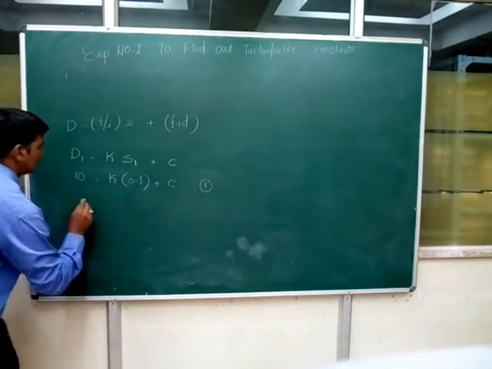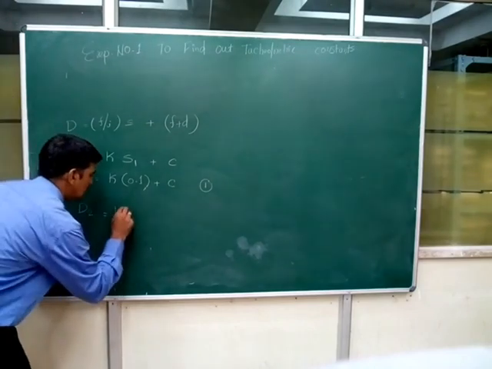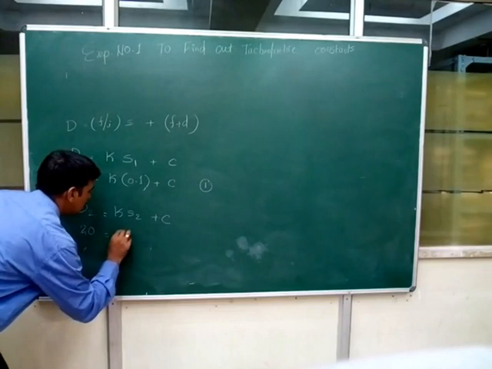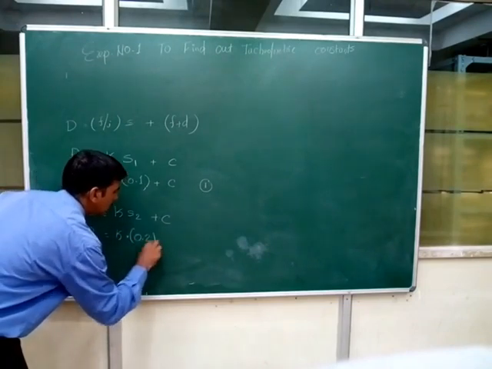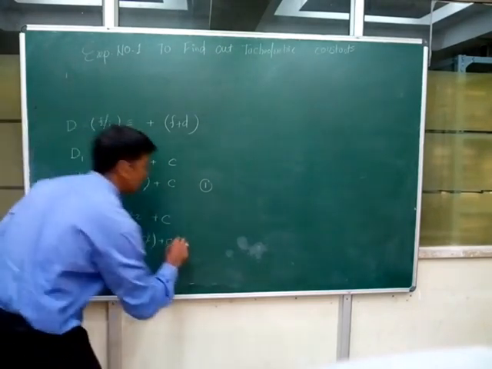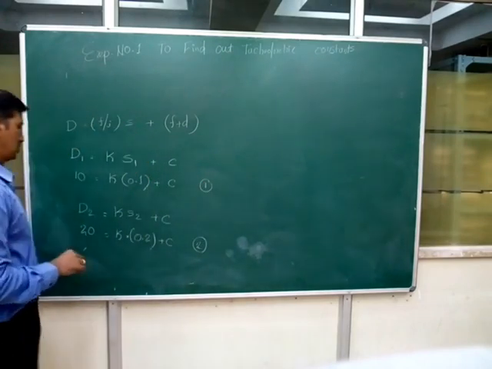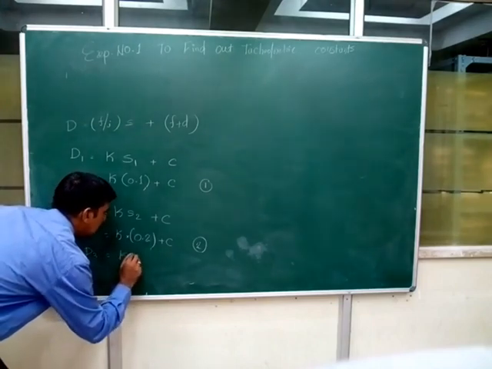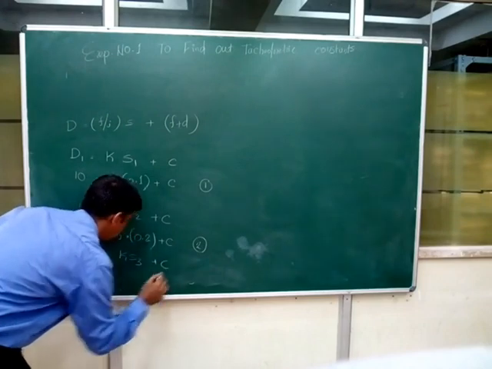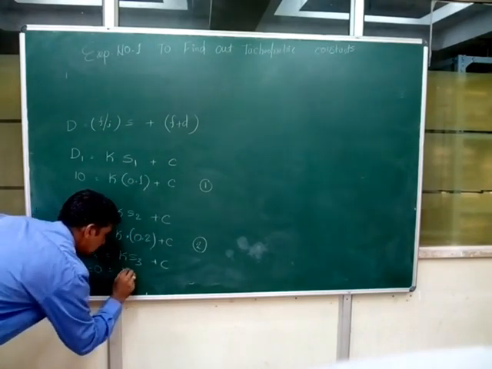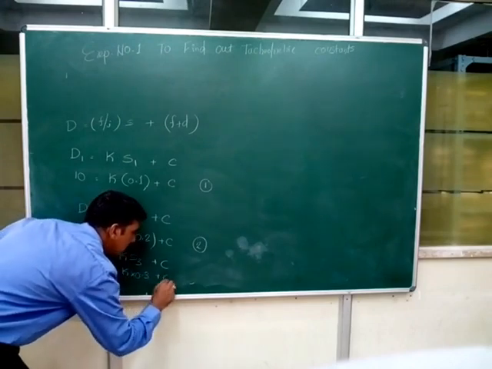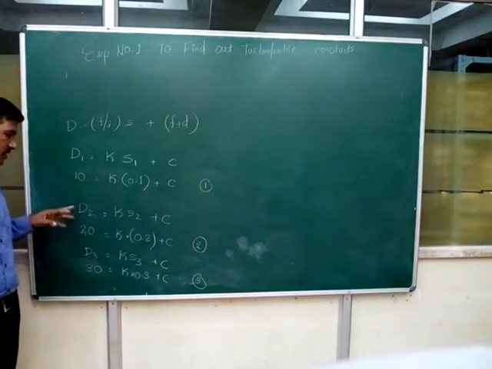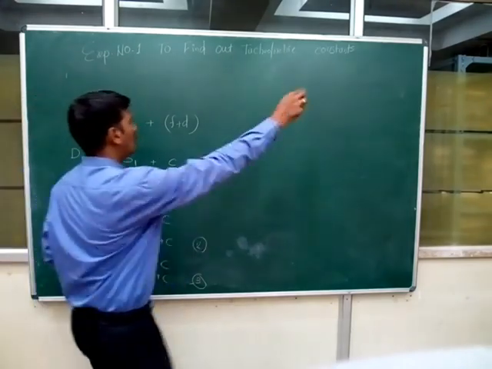Okay students, second equation for case number 2: D2 equals K S2 plus C. So we have taken the second distance as 20 meter, which will be equal to K multiplied by S2, which we have calculated from the observation table as 0.2, plus C. The third equation is D3 equals K S3 plus C. So D3 is 30 meter, K is unknown to us, S3 was 0.3, and now if you look at the three equations, by using simultaneous equations we can find out the unknowns K and C. Let us see how we can do it.